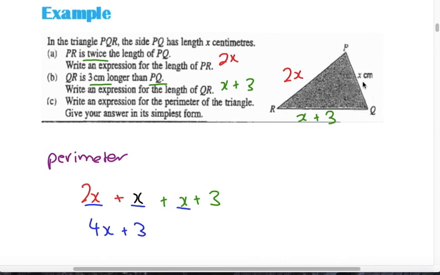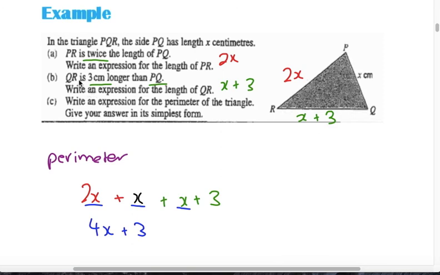So if they said PQ is x, PR must be twice the length of x, which is not x times 2 or x squared. Twice the length means 2x. Treble the length would be 3x, but in this case it's twice the length, so 2x. PR is 2x. Write an expression for the length of PR. I just wrote it here too, 2x, and I put it on the diagram.